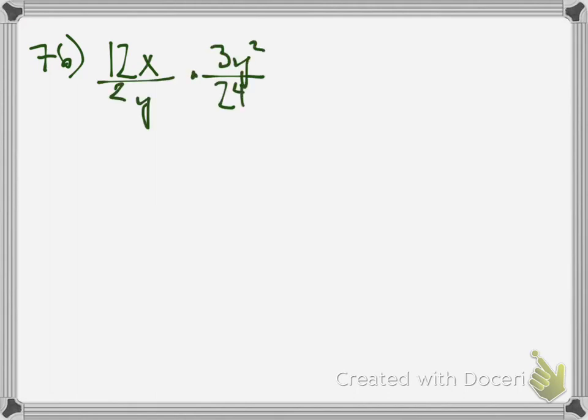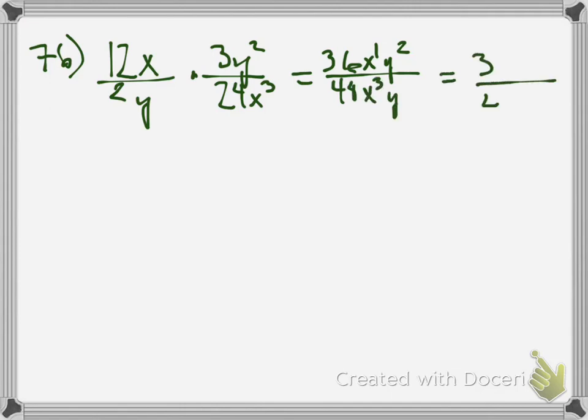So you can do the same thing on 76. I would multiply across, try to join everything together, and then simplify your numbers. So 12 times 3 is 36, x to the 1, y squared. 24 times 2 is 48, x cubed, y to the 1. Okay, so 36 over 48, the calculator would tell you is 3/4.